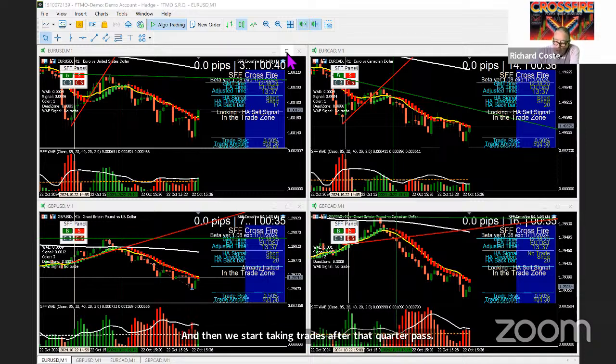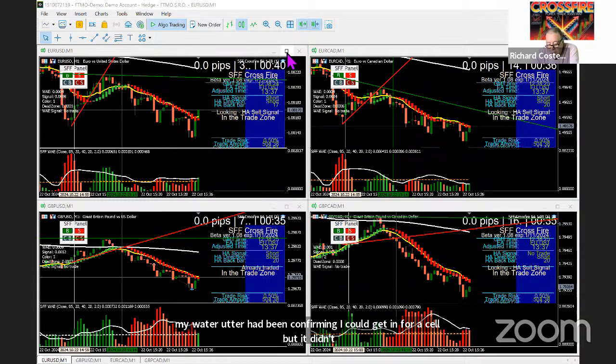Because we're below the red trend line, it tells us we're looking for a sell signal. We're looking for a change of wave from green to red, and it happened there. We don't have the moving average crossover because it happened too far in the past. But I could have overridden that if my water atta had been confirming I could get in for a sell, but it didn't. At no time after that green line did it tell me I should get in for a sell.